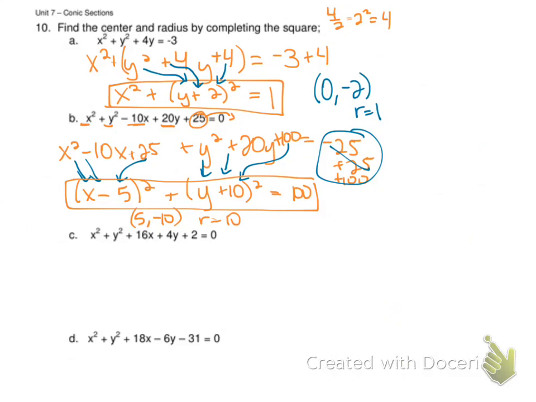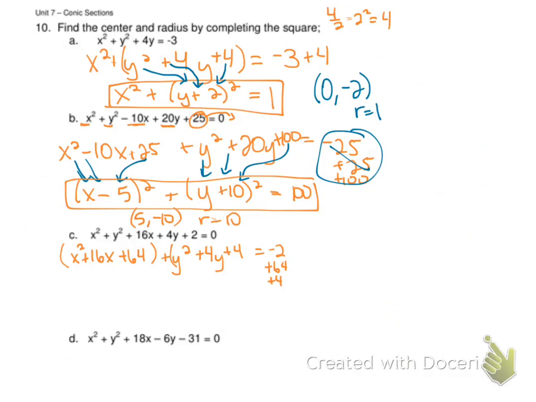Okay, I'm going to do one more with you, and then I'll let you try some of them by yourself. So x squared plus 16x plus y squared plus 4y equals negative 2. So once again, I just rearranged it. I'm going to take 16 divided by 2, square it, plus 64. 4 divided by 2 squared is plus 4.